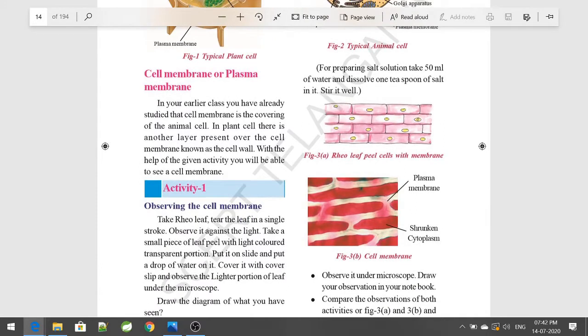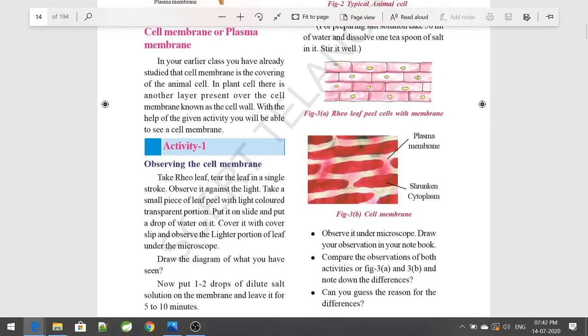First, in this textbook I will just tell you the activities. How to see the organelles by performing what activity. Cell membrane or plasma membrane: what is it? It's a layer, a covering of the animal cell. In a plant cell there is another layer present over the cell membrane known as the cell wall. With the help of the given activity, you will be able to find the cell membrane.